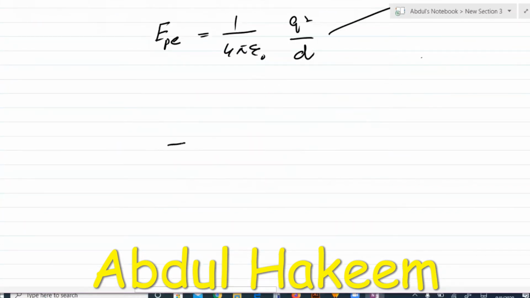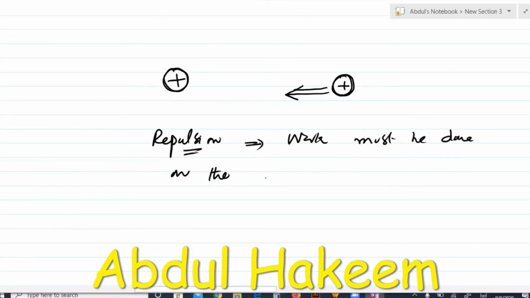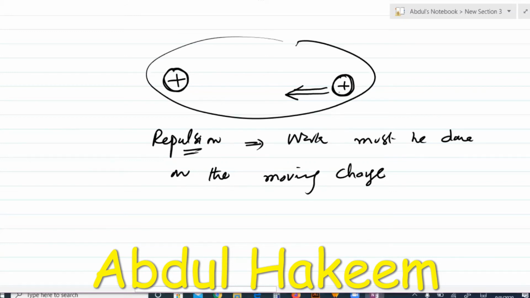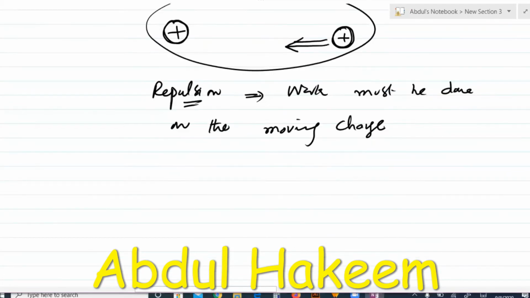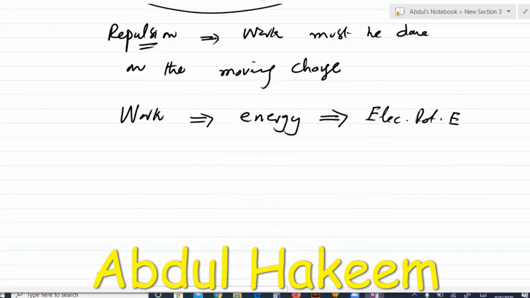Next, suppose this is the fixed charge and this is another similar charge and it is brought close to this. So due to repulsion between the similar charges, work must be done on the moving charge. So to overcome the repulsion, yes, when similar charges are getting close to each other, work must be done on the moving charge. Thus, work done to overcome the repulsion is converted into energy. So which energy of the charge is? Electric potential energy.